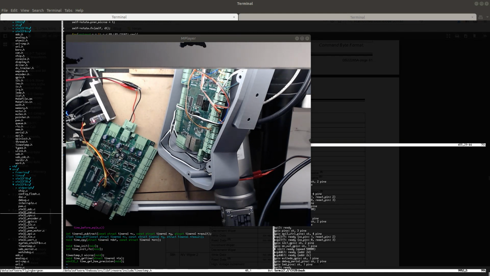Hello there. In this video I will be revising the debug console on this board. So I have started bringing up another board here, just making sure that all the latest stuff that I've added to this board also works on this board.